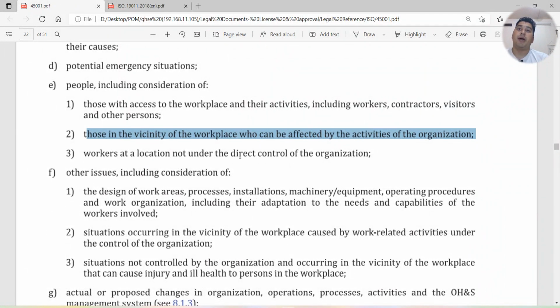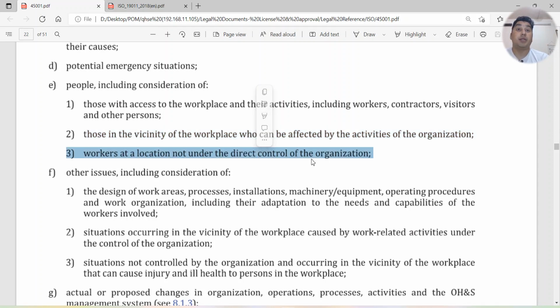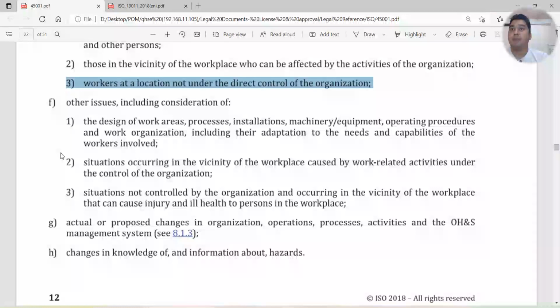Workers at a location not under the direct control of the organization. Who are they? They are at a location, but they are not under the direct control of the organization. Means the third party service. They are not under the direct control of the organization, but they are the contractor and they are the third party service. They are handling them. Those also need to be included.